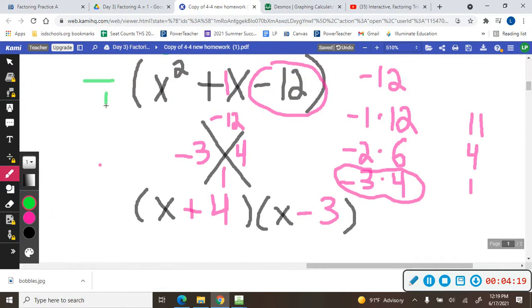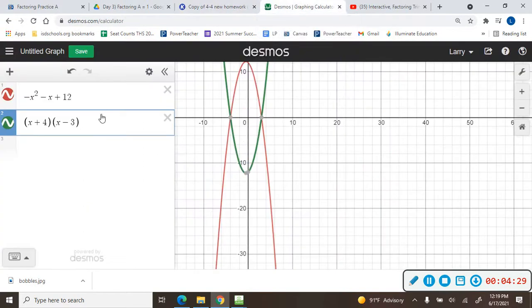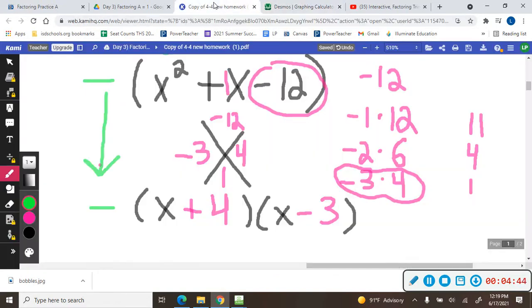And so I go back to my work, and I realize, oh yeah, I forgot about my negative sign. That's important. That's what flips the graph over. It's what we call reflection over the x-axis. It flips it over. And so now if I plug in this negative, I see that they are the same. And the solutions, the x-intercepts, are -4 and 3. If the solutions are -4 and 3, the factors will be the opposite, x plus 4, x minus 3.